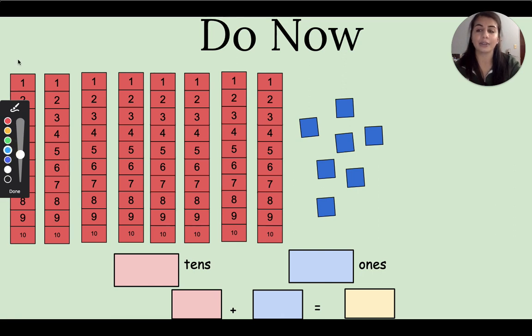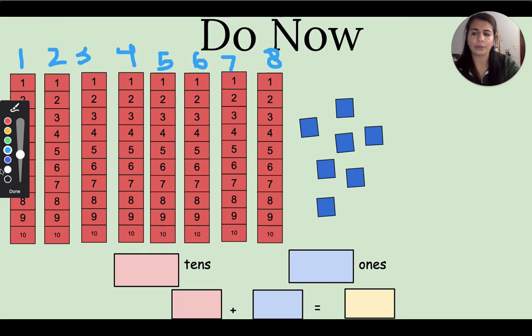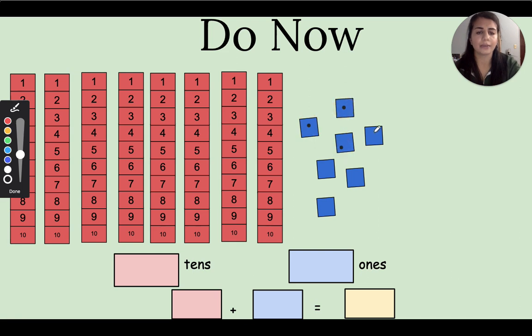So let's count the groups of 10. One group of 10, 2, 3, 4, 5, 6, 7, 8. There are 8 groups of 10. And now how many ones are there? 1, 2, 3, 4, 5, 6, 7.